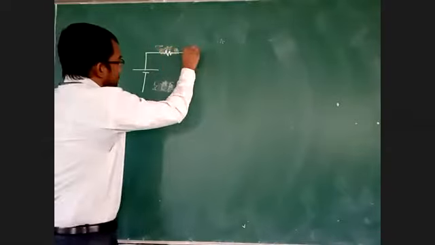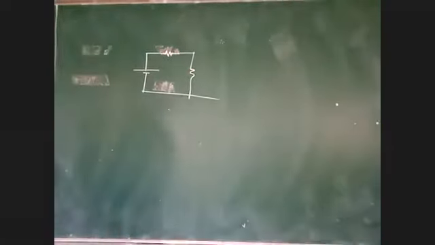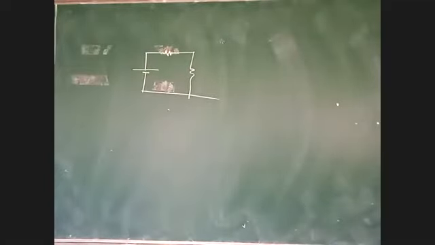Let us take one more example. In the previous problem, the total current was 5 amperes in the first method. And I1 and I2 we got 1.5 and 1.5.